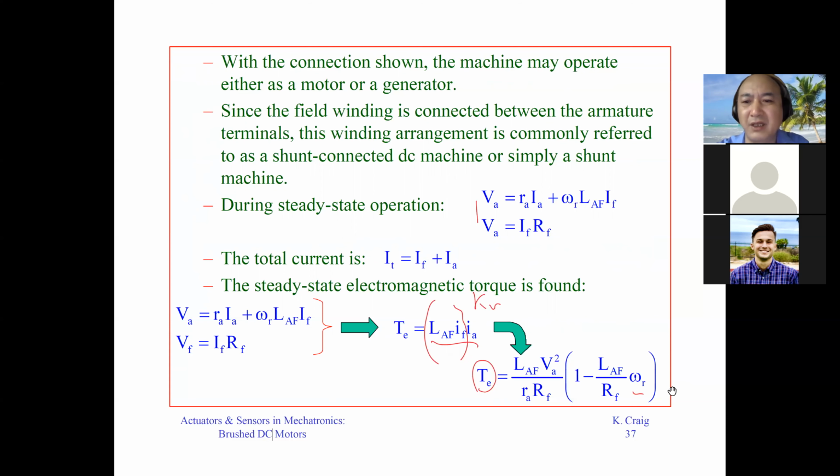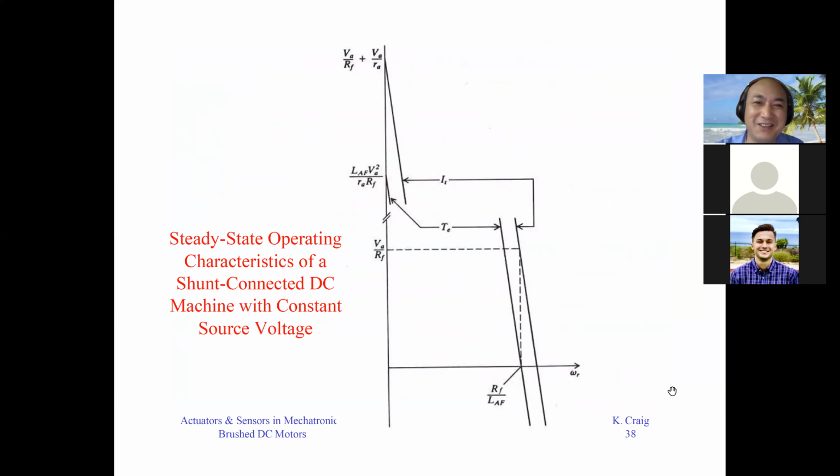And here's omega R. So what does that mean? That means when omega is zero, the VA will give a very large torque. So the advantage is obvious: this machine has a constant source voltage, so the starting torque is pretty high. If you use omega R as the x-axis, then check the torque generated, this is a torque-speed relationship.